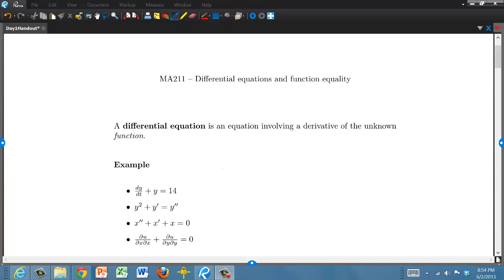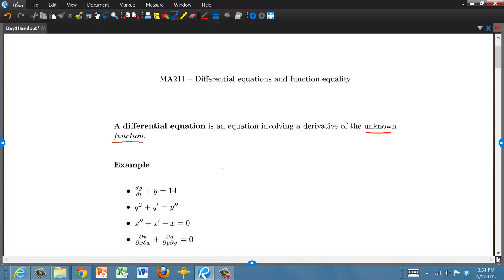So this is a course on differential equations. Let's go ahead and define what we're talking about. A differential equation is an equation involving a derivative of the unknown function. Now, I've got some things in italics and bold here, and obviously those are important. The most important thing to notice here is that the unknown that we're looking for is a function.